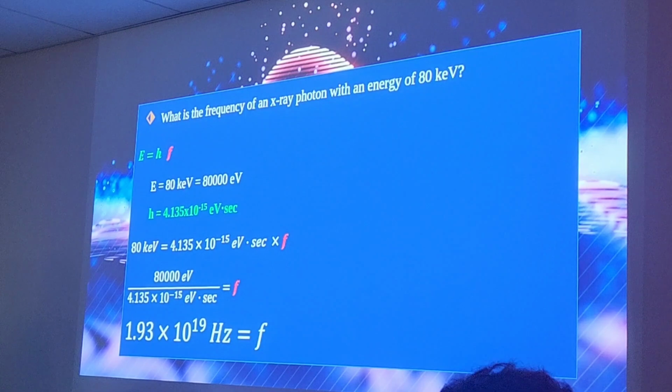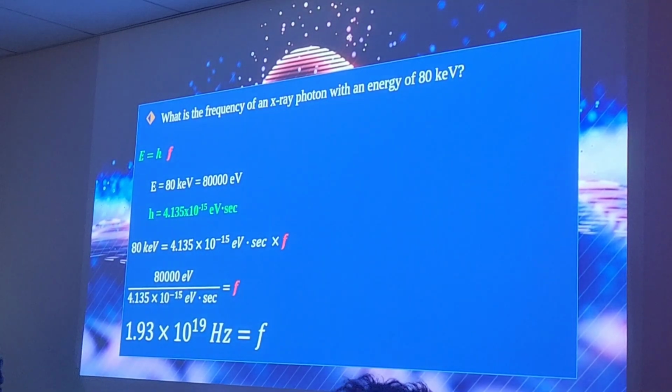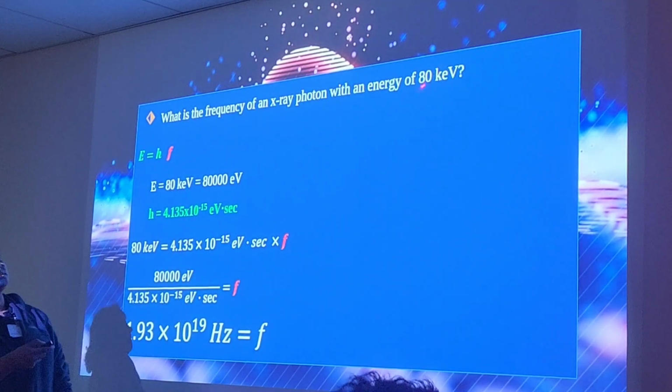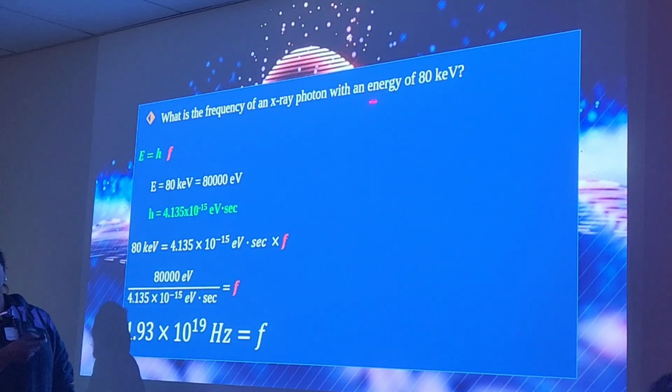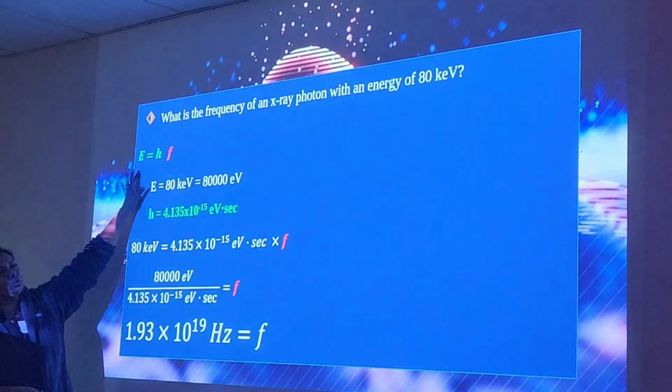Where does 1,000 come from? Which 1,000? Kilo. So you have to multiply 80 times the 1,000. Hold on, let me explain it to her. So, what is 80 keV? The energy, 80,000. Okay, I got that one. So we're going to plug that into our E here.